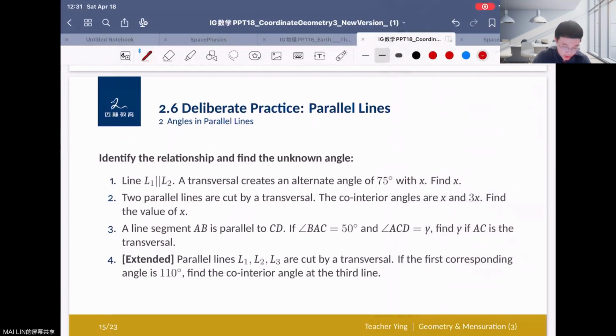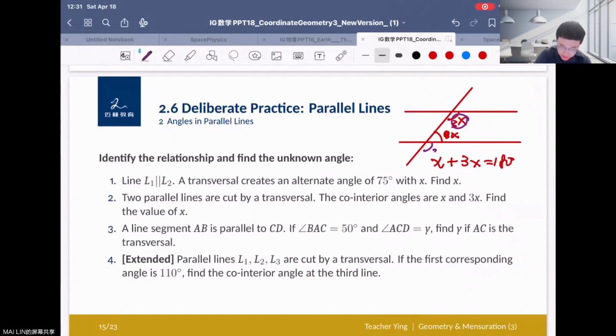For problem two, two parallel lines are cut by a transversal. You can draw two parallel lines and then draw a ladder line here. This angle is x, and this one is 3x. Because they are co-interior angles, using the laws, x plus 3x equals 180 degrees, since the other angle is also 3x. So 4x equals 180 degrees, so x equals 45 degrees. That is problem two.